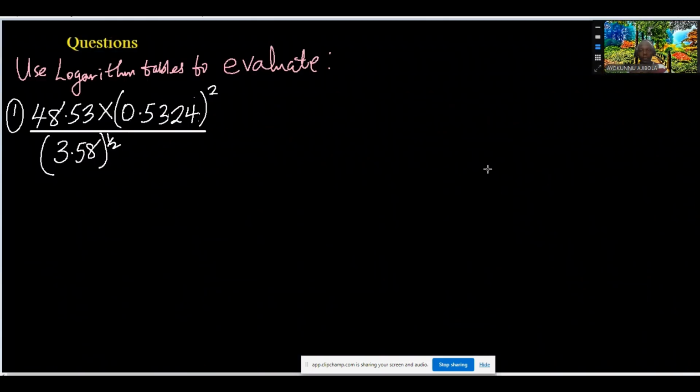Yeah, to get started with this question, it says 48.53 times a particular square and divided by something raised to power half. So what we'll quickly do as usual, we're not permitted to use a calculator, but being in class, we can use a calculator to just verify our answers.